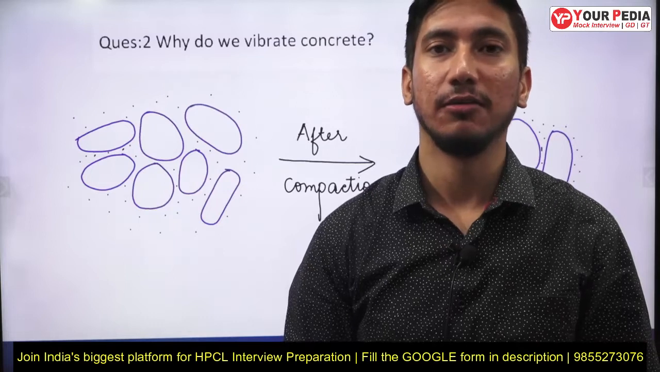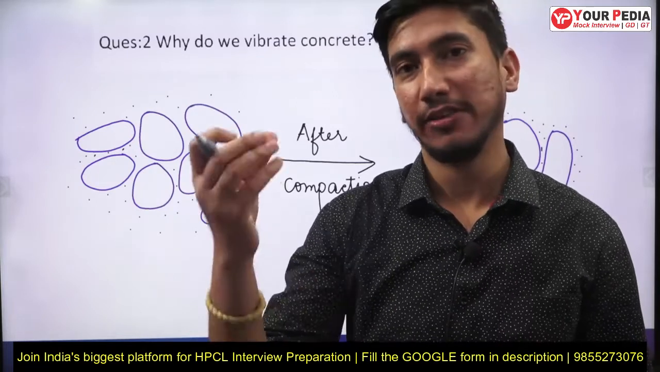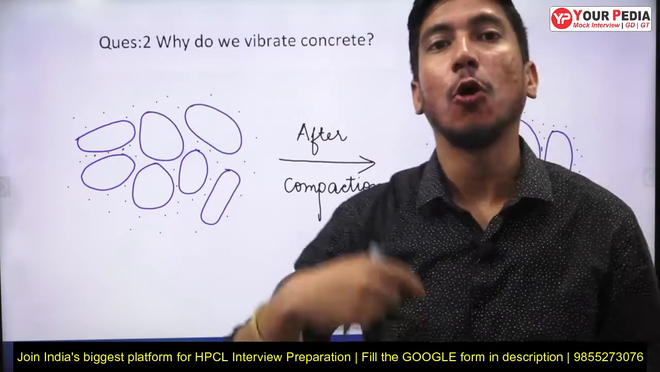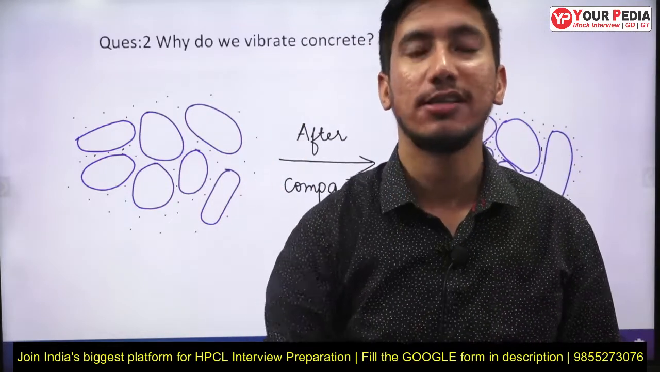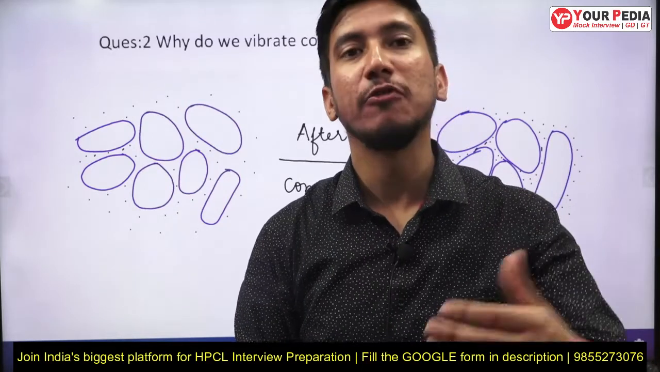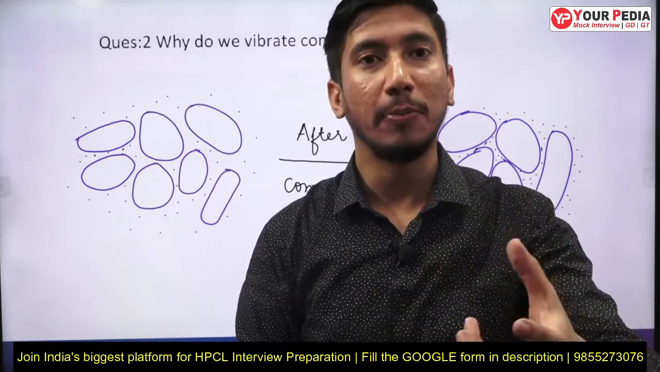Let me just tell you the right words in which you can answer. I think we vibrate the concrete in order to compact it. This should be the shortest answer that we can give. So we need to compact the concrete, therefore we vibrate it. Now why do we need to compact the concrete?